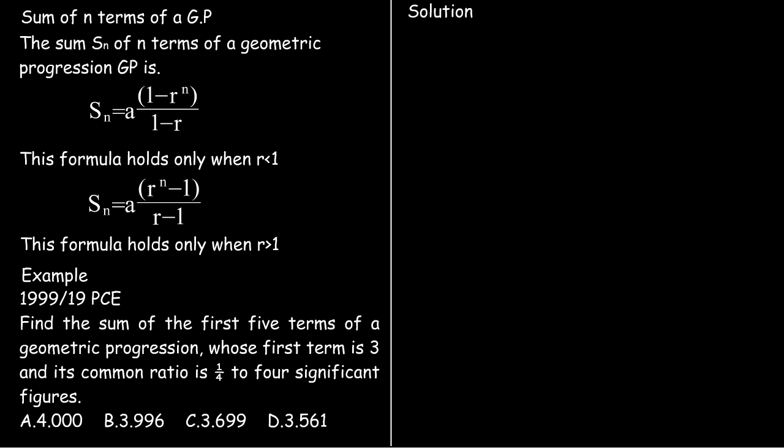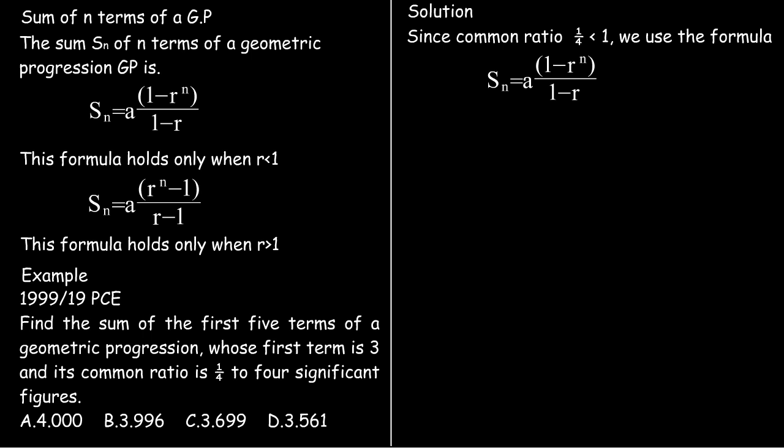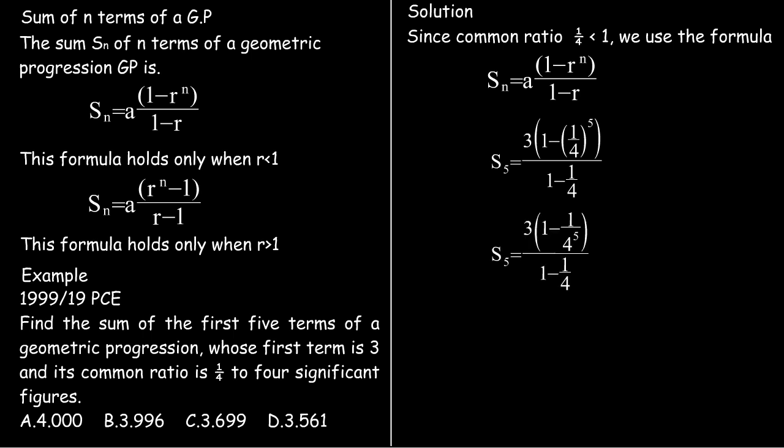Now for our solution, since the common ratio is 1/4 and it's less than 1, we use the formula Sn equals a in bracket 1 minus r raised to the power of n, divided by 1 minus r. Substituting for a and r in our formula, S5, that is the sum of our first 5 terms, will be equal to 3 in bracket 1 minus 1/4 in bracket to the power of 5, divided by 1 minus 1/4.